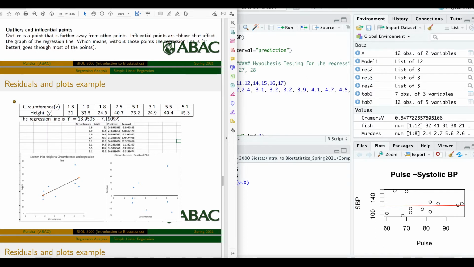Okay, guys. All right, let's see that. This is the x value, circumference. This is the y value, that is the height. The predicted value: you plug in 1.8 for x, 1.9 for x, and whatever you get is the predicted value.